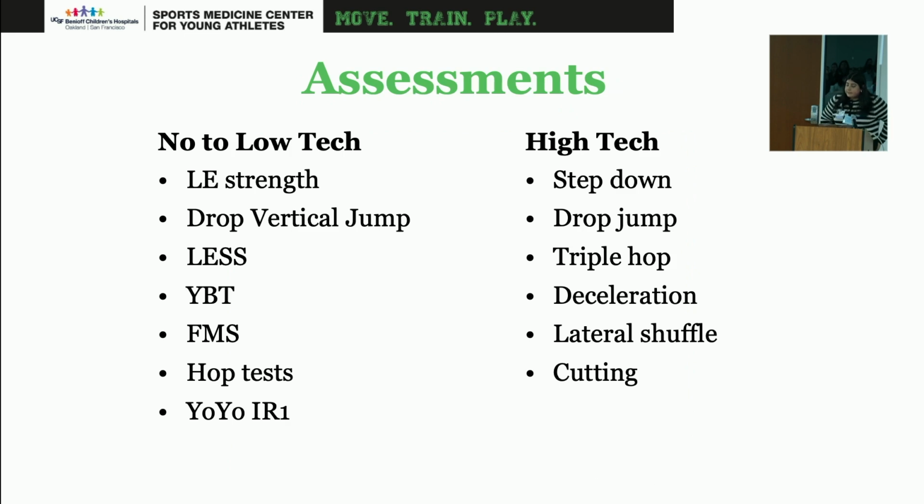Okay, so some of the assessments that I'm going to be reviewing today, we'll start off with the low-tech side, talking about lower extremity strength, drop vertical jump, the LESS, Y balance test, FMS, hop test, and then the yo-yo intermittent recovery test. In terms of our high technology assessments, these are the 6 assessments that we perform in our motion analysis lab here: step down, drop jump, triple hop, deceleration, lateral shuffle, and cutting.